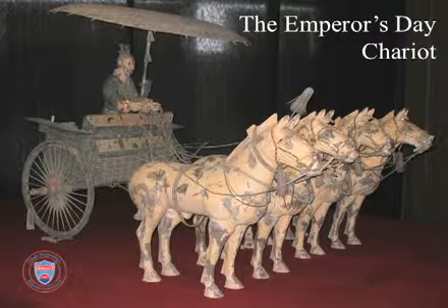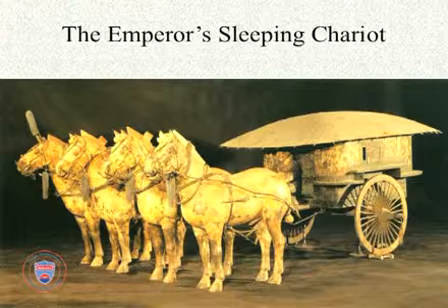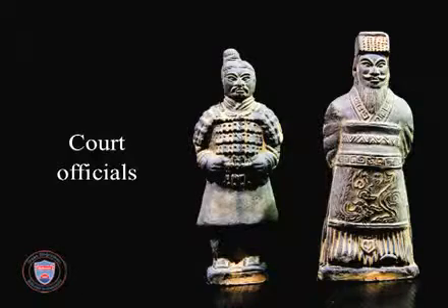According to the grand historian, this is what he would use during the day. That's a back view of the same thing. And the one I really like, his sleeping chariot. So he can have a nice little sleep in the afternoon after having his lunch on his way from A to B. Some of the pits contain models of what are clearly court officials.